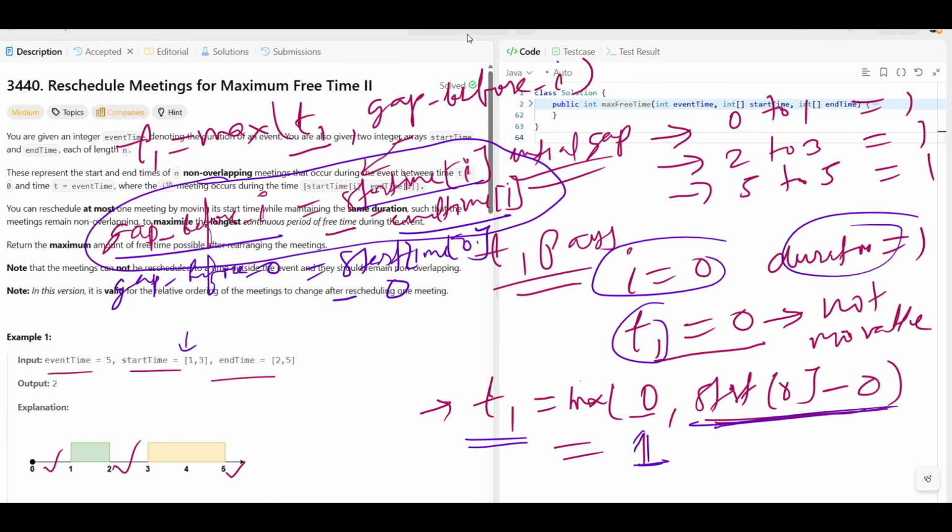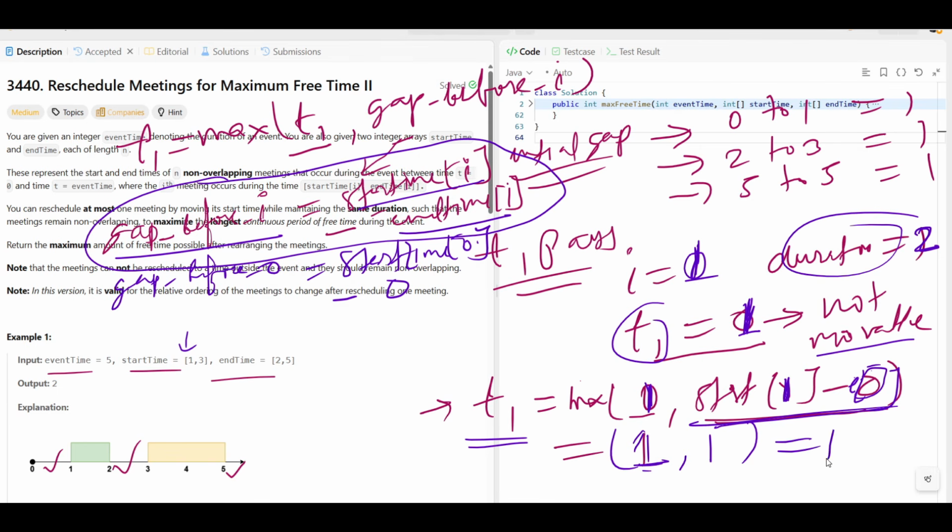Now, when I is 1, the duration will become 2, right? And this time T1 is 1, and it is also not movable. Now this time max is at 1. The start time is 1, and the end time is the end time at 0, so the value will become 1 comma 1. And here this is our end, so this is also 1. Like that we will go on to find T1 and T2, understand?